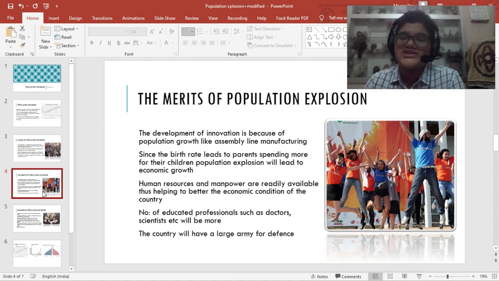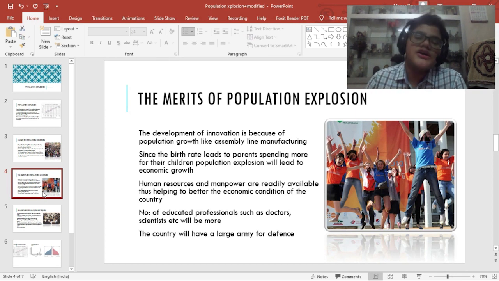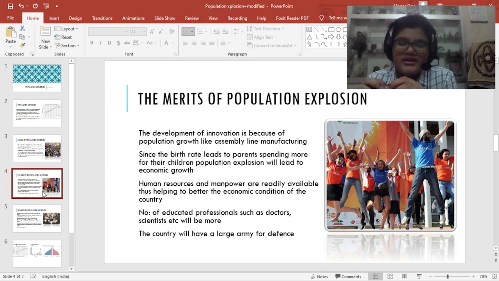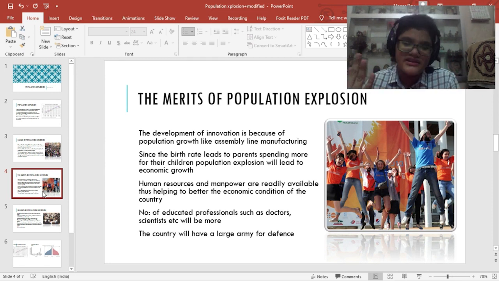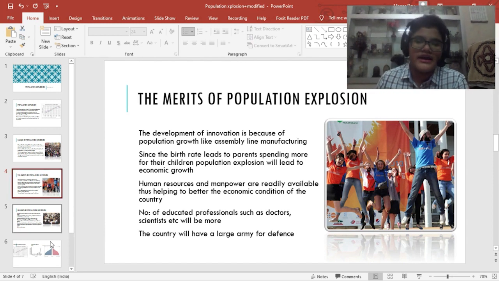Also, human resources and manpower are readily available, thus helping to better the economic condition of a country. Also, because of this large population, a huge number of educated professionals such as doctors, scientists, etc. will be available. Moreover, the country will also have a huge army for defense.